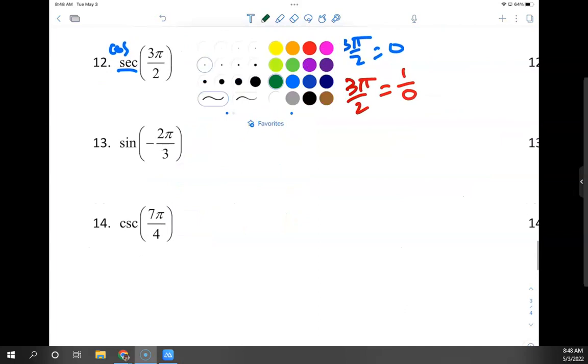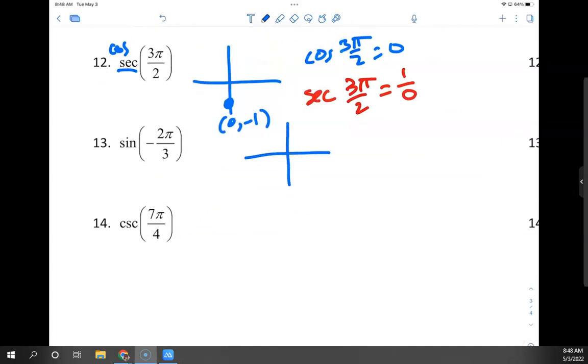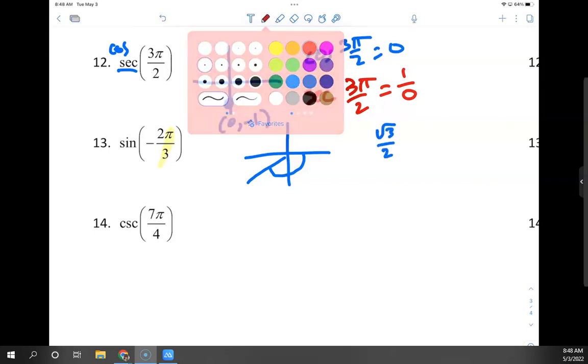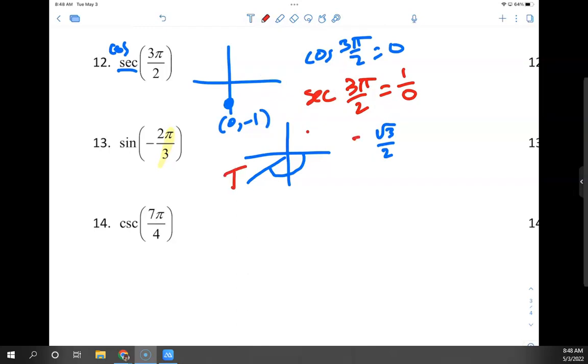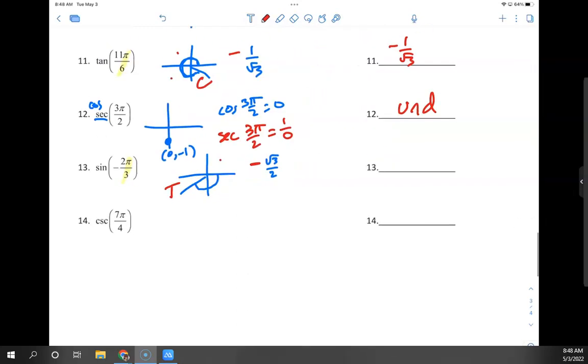Okay. A negative angle tells me this goes backwards 2 pi over 3. That gets me right there. I look at my chart. The sine of pi over 3 is what? Root 3 over 2? And then this is in the ASTC quadrant, so that's negative.